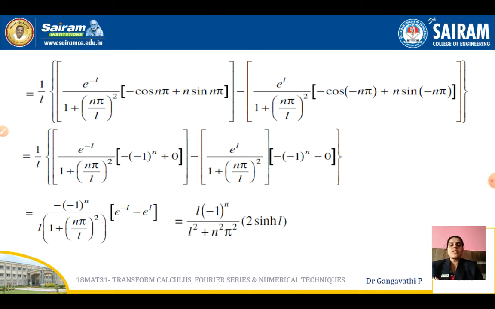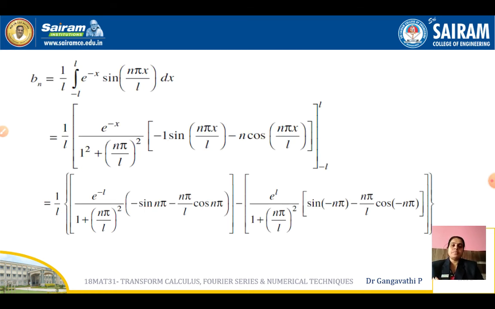So cos n pi value is entered, sin n pi value is 0. Similarly, cos of minus n pi is again minus 1 to the power of n, and sin n pi is 0. So further simplifying it, we get this expansion, and take an LCM on the denominator and cancel the terms whatever it is getting cancelled, and simplifying this term, multiply and divide by 2 and convert it as sine hyperbolic. So therefore we get this expansion for an.